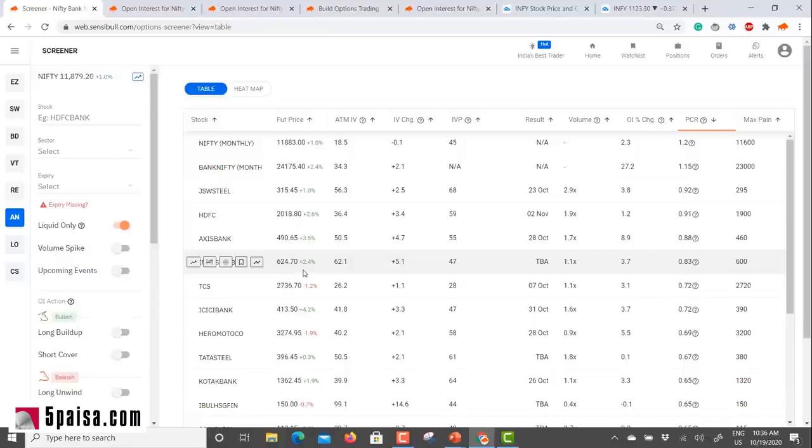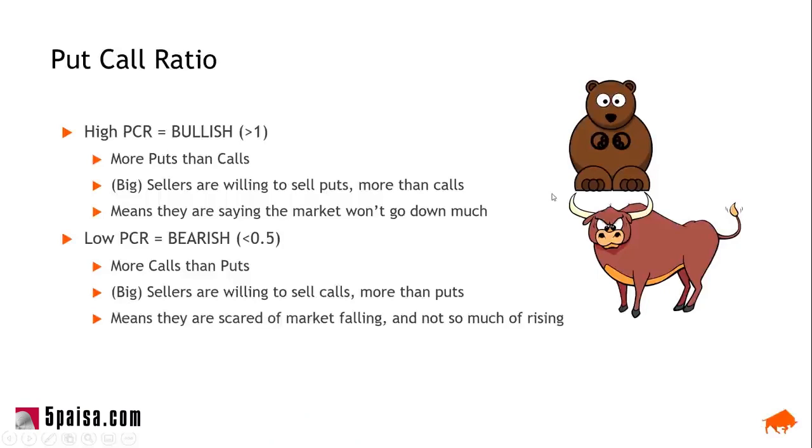Above 1 is a very definite high. 0.7 is where I say it's neutral. So 1 is not neutral, 1 is bullish, 0.7 is neutral, below 0.5 is what I'll call bearish. And anything between 0.5 and 1, it's not very clear. Let's wait and watch is the usual approach. So now let's go to Max Payne.